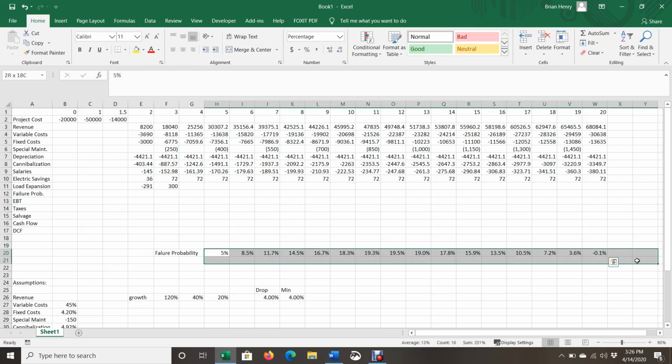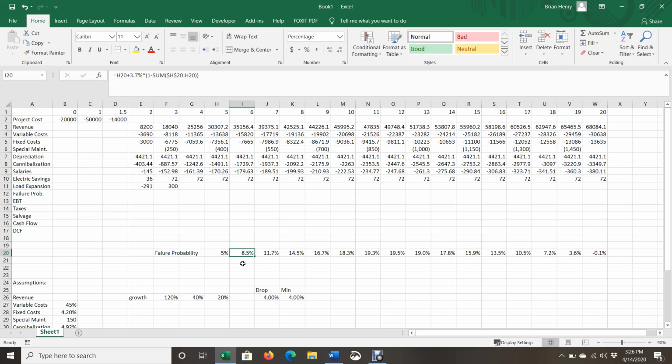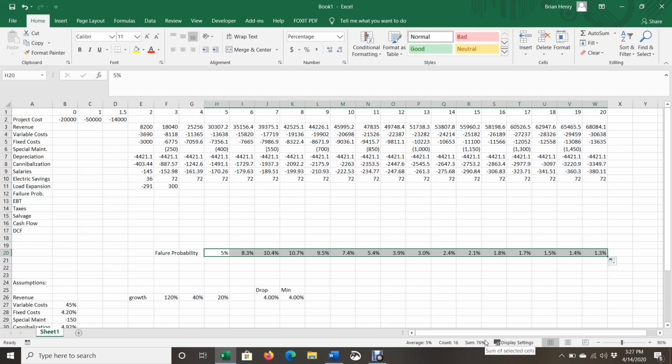And then the total probability of failure, oh, what did I do wrong? H20 plus 3.7. Oh, need parentheses here too. Run H20 plus 3.7. There we go. Because that's the probability of failure in that year, assuming it hasn't already failed. There we go. And so then our total failure probability over the 16-year period from 5 to 20 is now 76%. So that makes more sense.